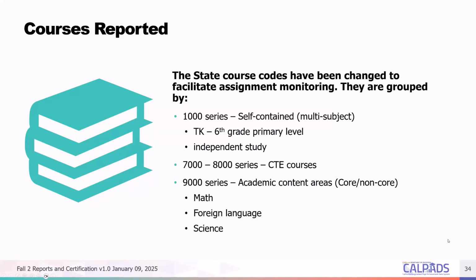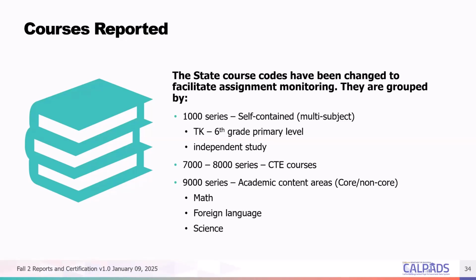Courses reported, we talked about this yesterday in Fall 2 data population. 1,000 is self-contained. So most elementary schools, first, second, third, fourth, all of the grades, right, generally are state course code 1,000. A lot of times, independent study is reported this way. However, there is a preference for independent study to be reported in departmentalized sections. And then you have 7,000, 8,000 series. Those are your CTE courses taught with CTE standards, often by CTE credentialed staff. Then you have your 9,000 series. Those are your academic content area, core and non-core.